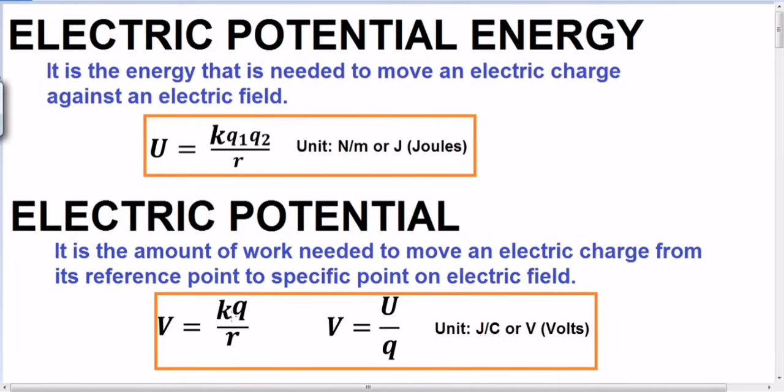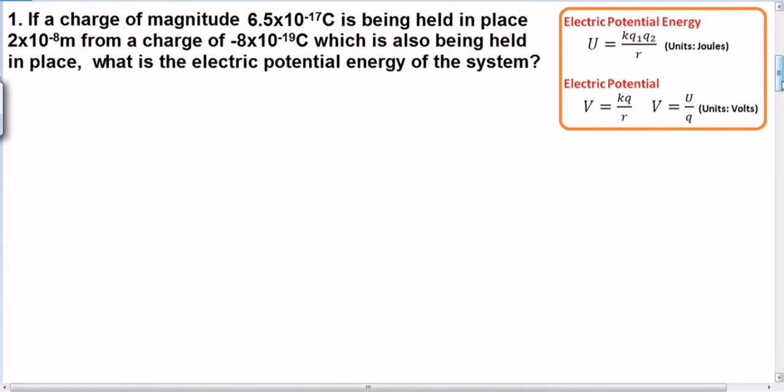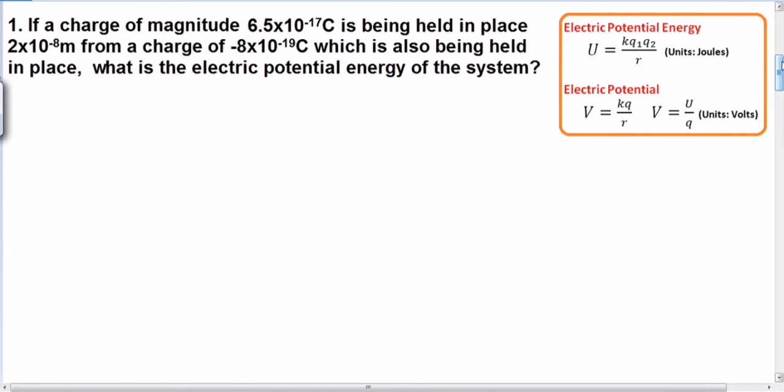So, K is still the Coulomb's constant and Q is the given charge. And then, yung R is the distance. And then, dito naman sa pangalawang formula na pwede nyo gamitin sa electric potential, V is equal to U over Q. Yung U dyan is the electric potential energy. Ito yun. And then, yung Q is the given charge. And then, ang unit naman ng electric potential is volts. Okay? So, let us have the first example para mas maintindihan nyo paano ginagamit yung mga formula na yan.